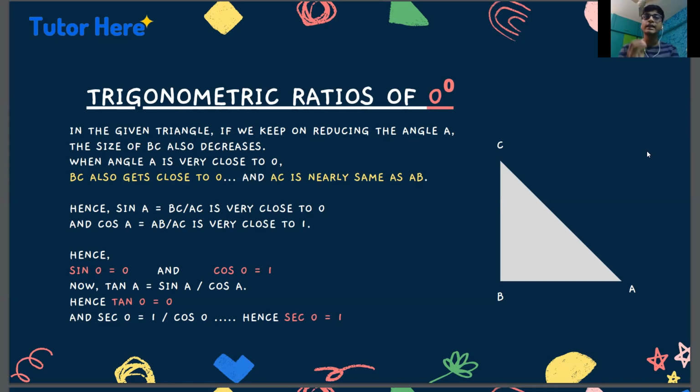Now, tan A is equal to sine A by cos A. Hence, tan 0 is equal to 0. And sec 0 is equal to 1 by cos 0. Hence, sec 0 is equal to 1.